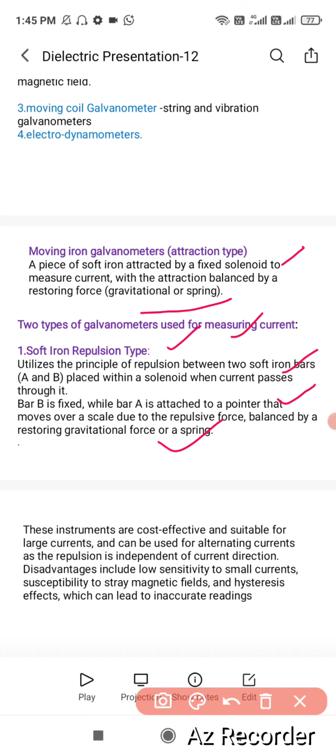These instruments are cost effective and suitable for large currents, and can be used for alternating currents as the repulsion is independent of the current direction. Disadvantages include low sensitivity to small currents, susceptibility to stray magnetic fields, and hysteresis effects which can lead to inaccurate readings.